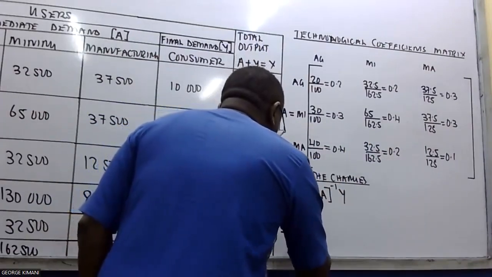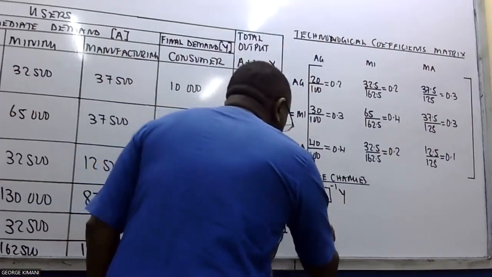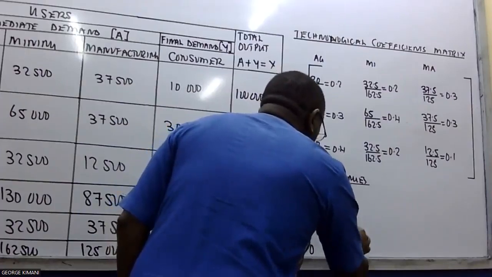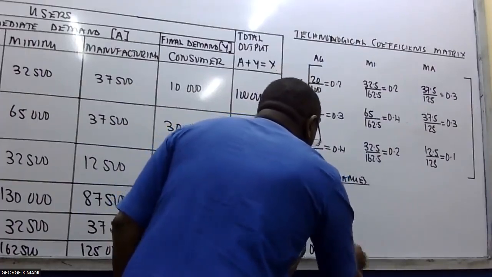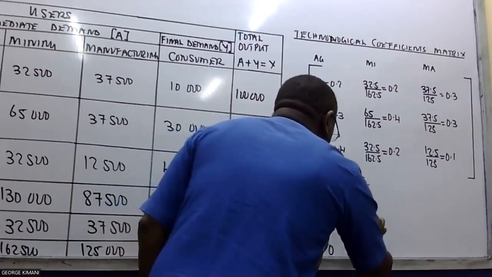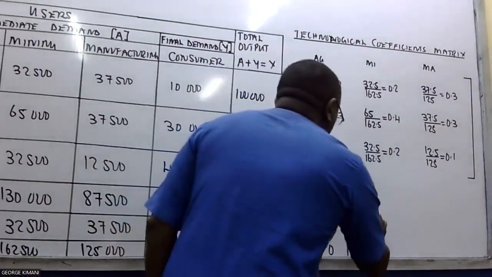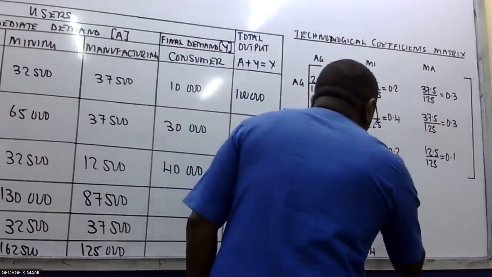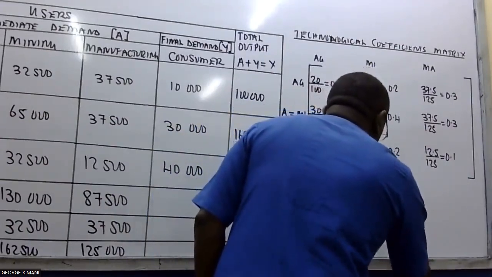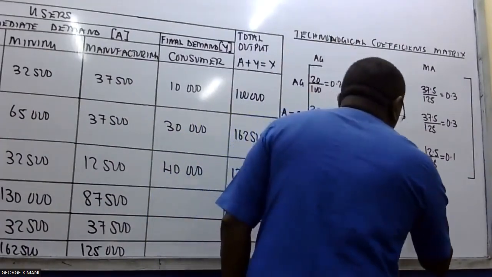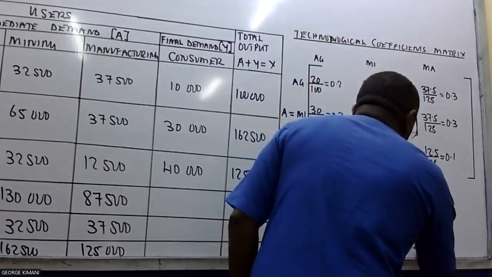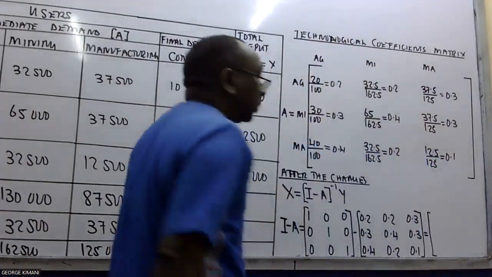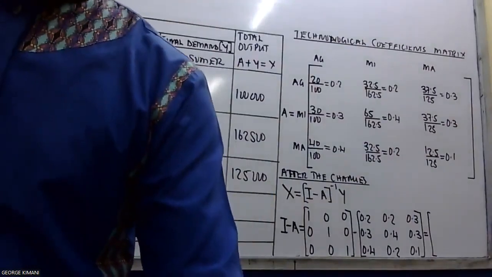I minus A. This one we know it is 1 0 0, 0 1 0, 0 0 1. That is what we call the identity matrix. Minus 0.2, 0.3, and 0.4. 0.2, 0.4, and 0.2. 0.3, 0.3, and 0.1. Subtract those two matrices and give me the answer.